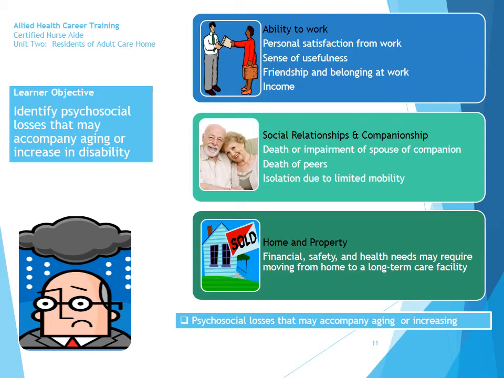Think about also the physical losses, home and property. Think about your house or your apartment, wherever you live. How would you feel if you had to leave that behind? I know that would be a very distressing thing for a lot of us, because even though they are possessions, we still have a lot of things in our homes that are important to us. So it would be very difficult having to leave those behind and go to a totally new environment. You're also going to have financial security loss with your home, and safety. Your health needs might require you to move out of your home into a long-term care facility. So you're not only dealing with the loss of the home, you're also dealing with the loss of your health on top of that.